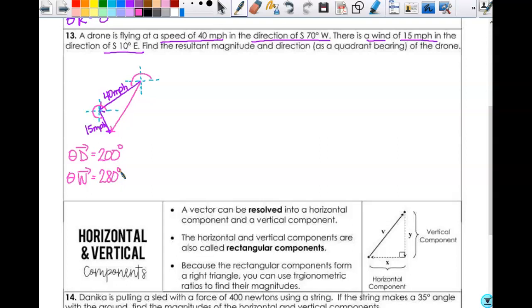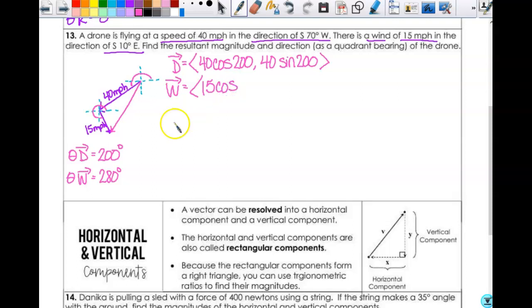It would probably be to your benefit to pause this, try and work this out, and then come back and see if we agree. So my drone vector, I'm going to take 40 times the cosine of the drone angle, which is 200, and then 40 times the sine of 200. The wind vector is going to be a magnitude of 15 times the cosine of the wind angle, which is 280, and then 15 times the sine of 280. Then I'm going to add them together. Drone vector plus wind vector.